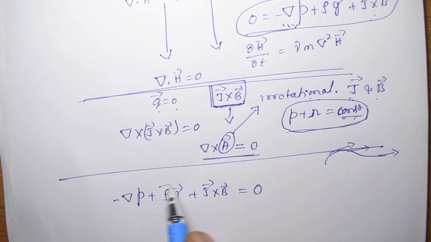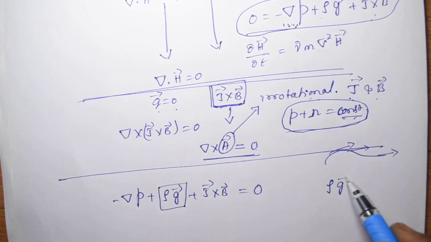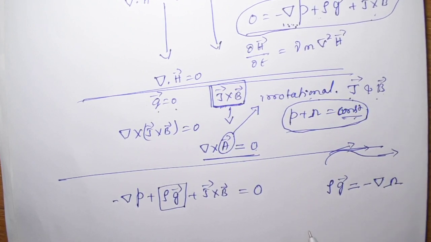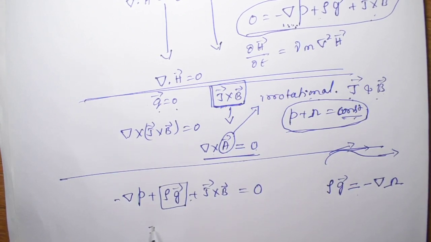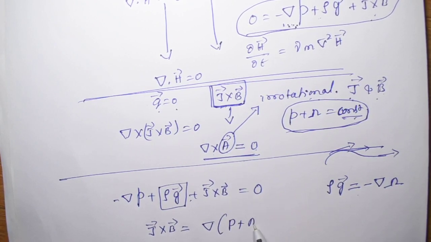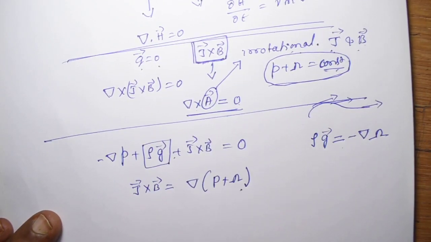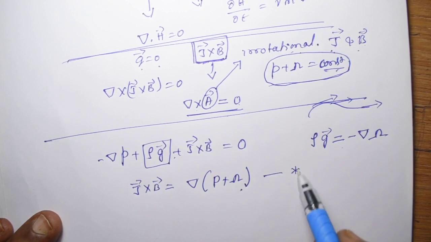You know the gravitational force is always conservative. That's why you can write it as minus gradient of some omega, as I told you in fluid mechanics. So using this, the equation can be written as J cross B equal to gradient of P plus omega. So you can write like this, right? Now call this equation star.